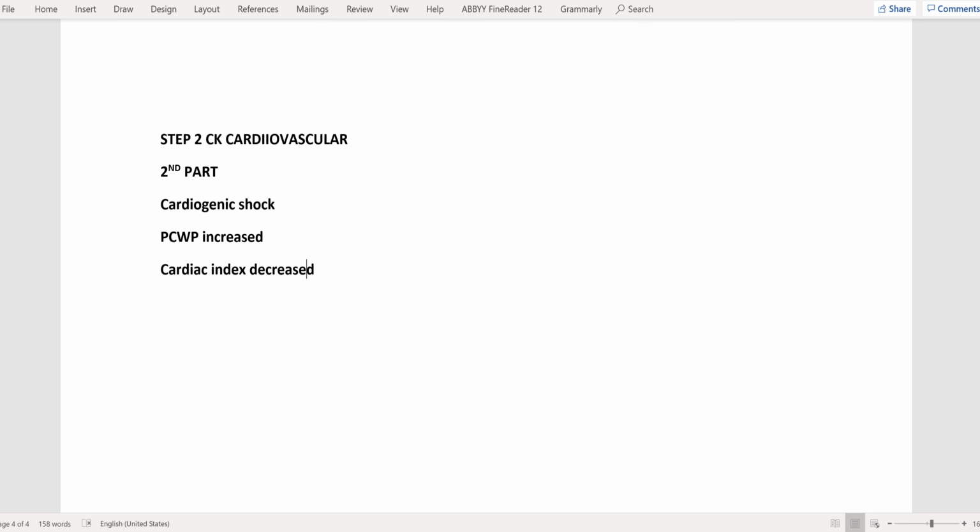What about the right atrial pressure? What do you expect to happen in cardiogenic shock? In cardiogenic shock, it would be increased. How about hypovolemic? It would be decreased. Good job. You see, it makes sense, right? How about the systemic vascular resistance?